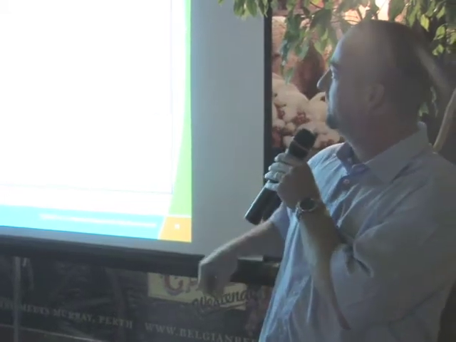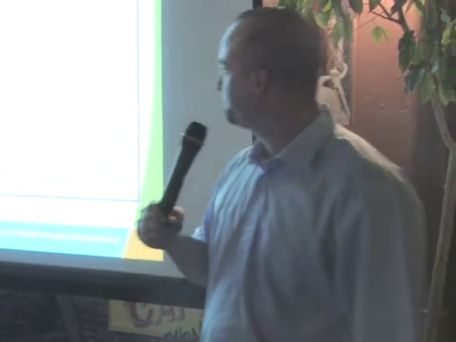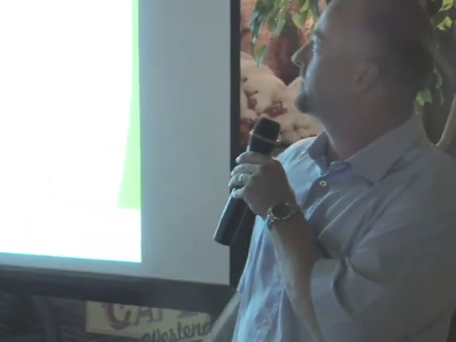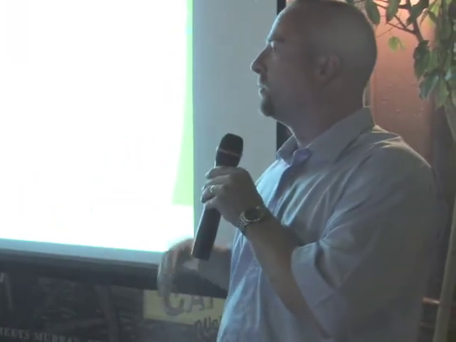So you connect to your server. The next thing you want to do is describe the model. Make sure that the user on the internet knows what this model is going to do. You describe some of the inputs. And finally, you publish this model onto the internet. Now, this is Imagine's way of doing it. But essentially what we're doing is we're creating this OGC XML file, which is simply the executable for processing a WPS. So if your spatial modeling package can create the XML file, we can consume it in our Apollo solution. It looks complicated, but Chris assures me that it's really easy.